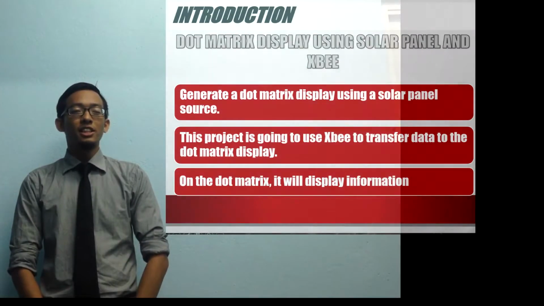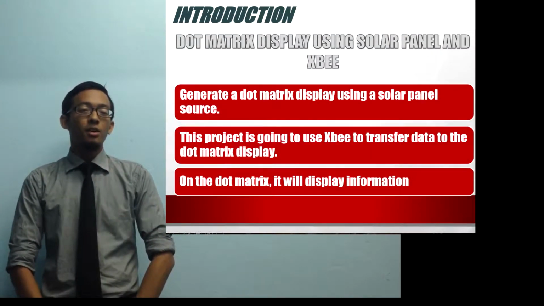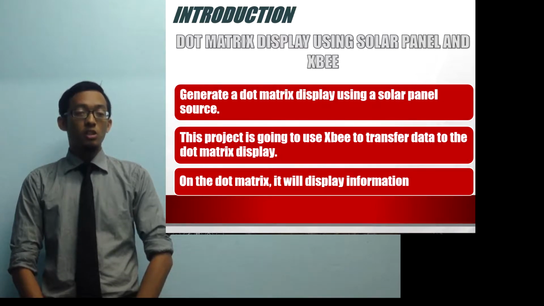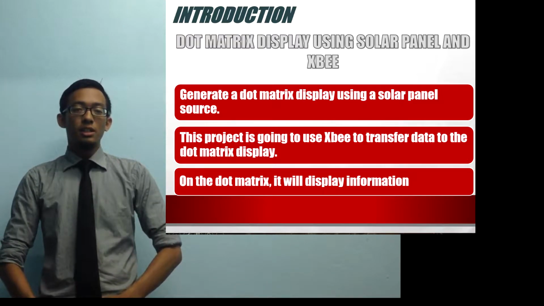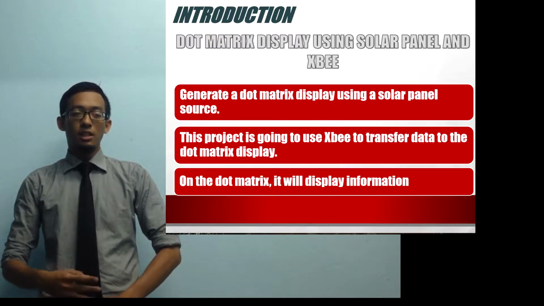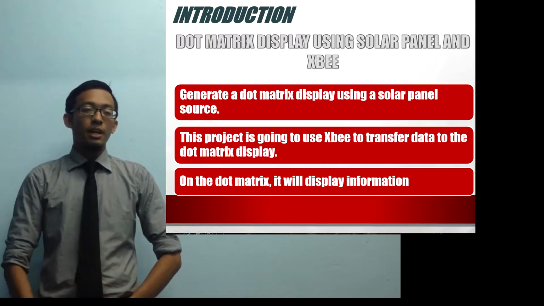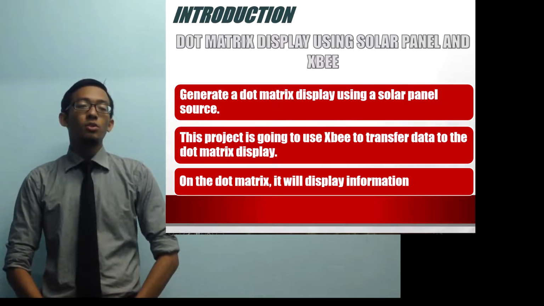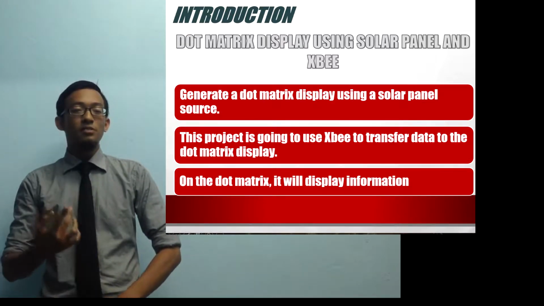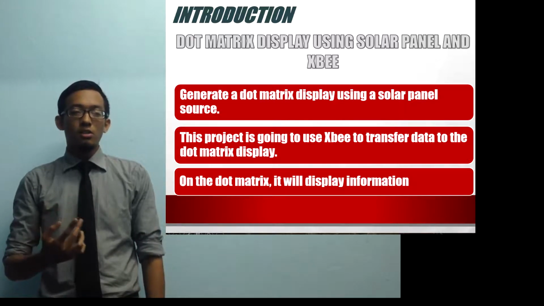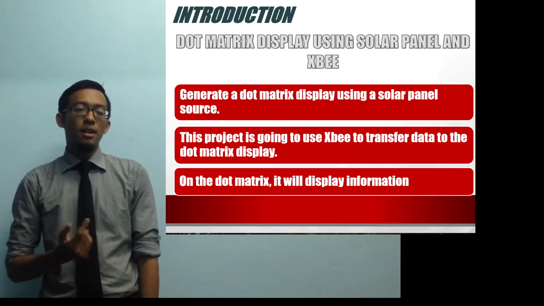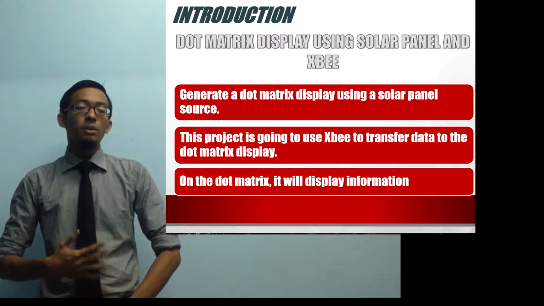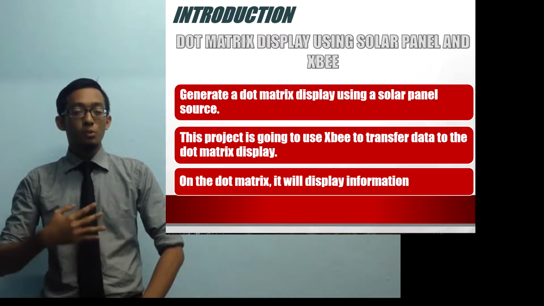Our introduction is to generate a dot matrix display using a solar panel source, which means our dot matrix uses a battery without using current from the electric supply. This project also uses XBee to transfer data to the dot matrix display, so we don't need to take out the PIC from the circuit. Then our dot matrix will display information.